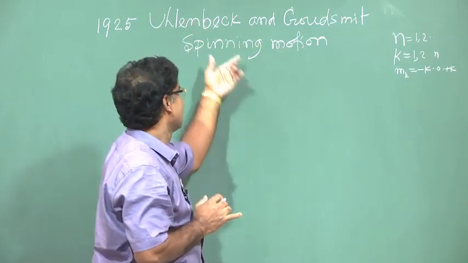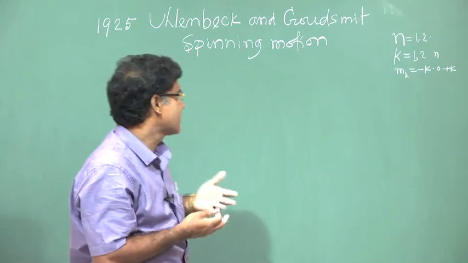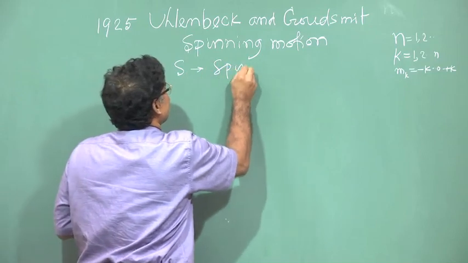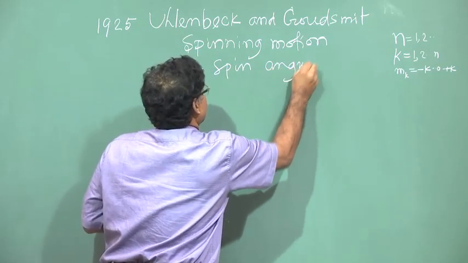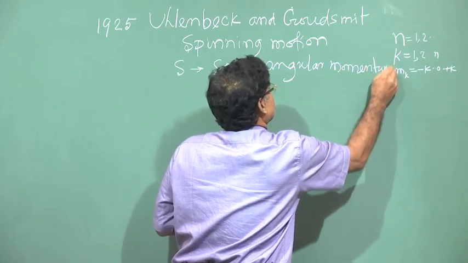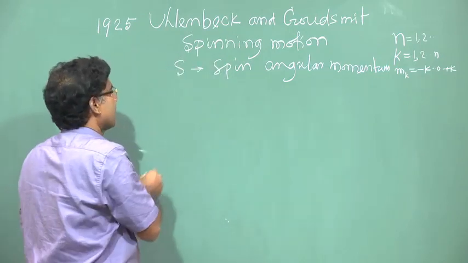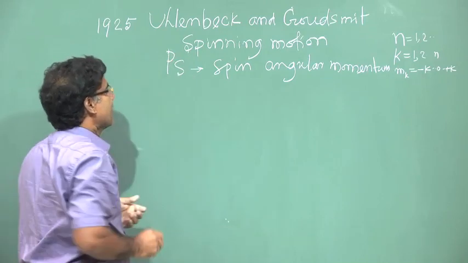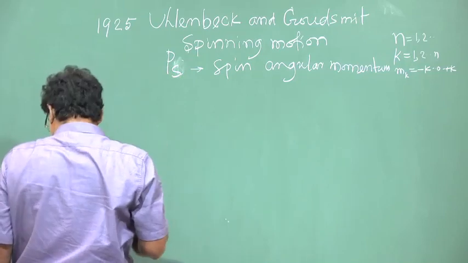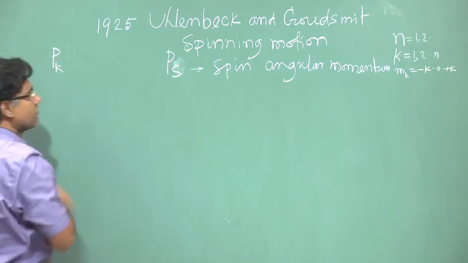So, it is a realistic consideration that the electron also should have spinning motion. So, it has spin angular momentum S. One can write PS, the spin angular momentum PS, similar to the orbital angular momentum Pk.